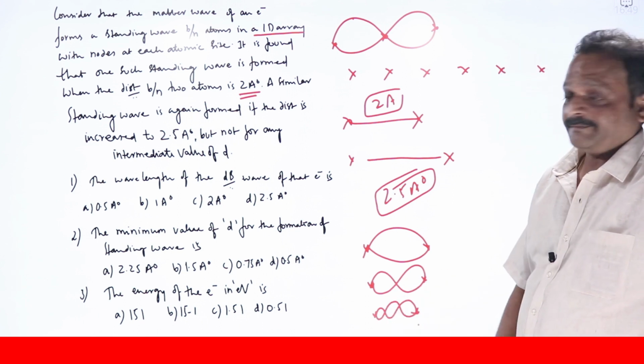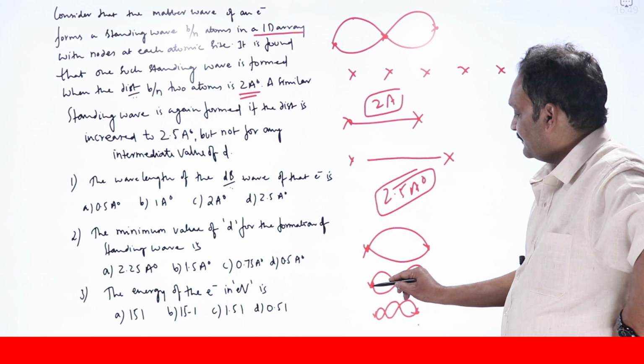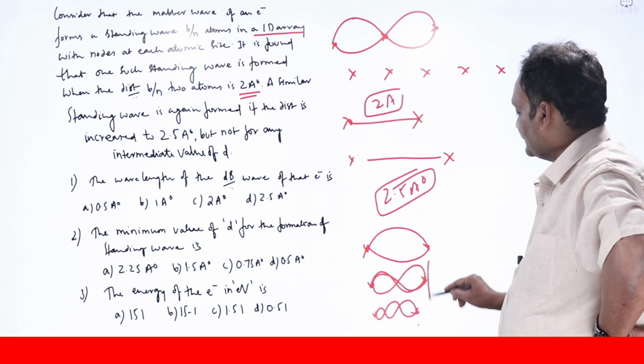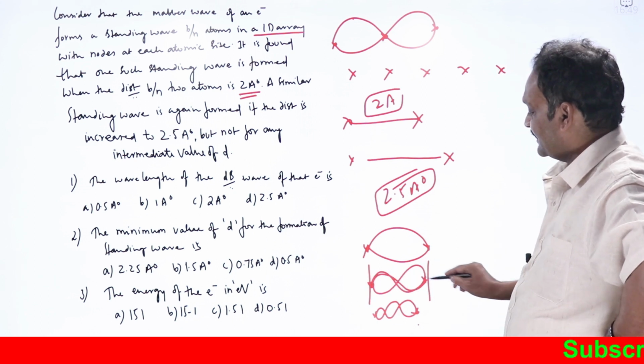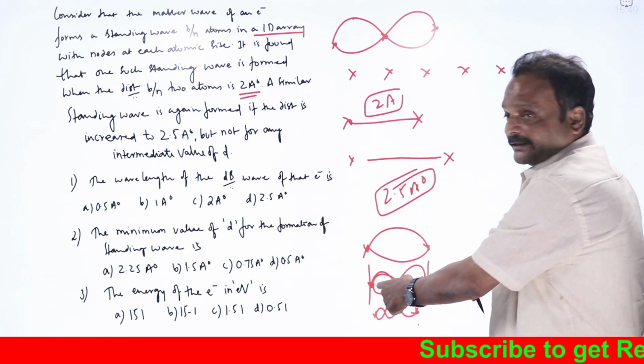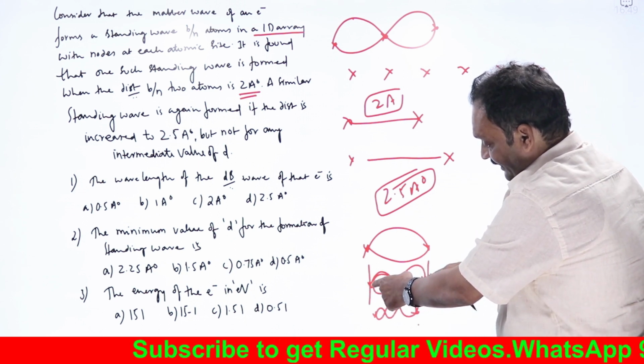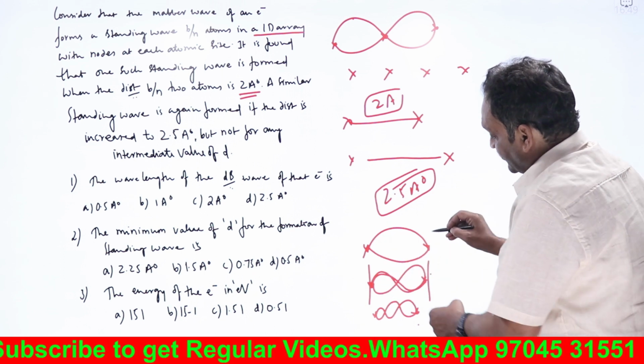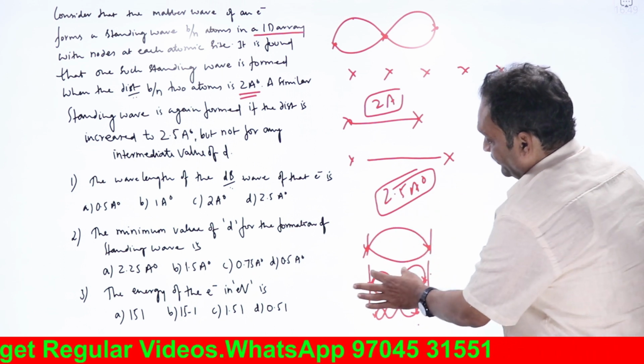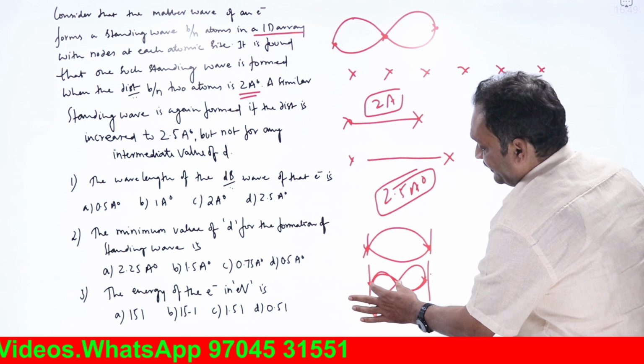Okay, third mode of vibration. If the standing wave is like this, the wavelength is equal to the distance between the 2 nodes. Okay, the distance between the 2 nodes is the wavelength here when it is in second mode. When it is in first mode, only one loop is formed, so it should be lambda by 2.